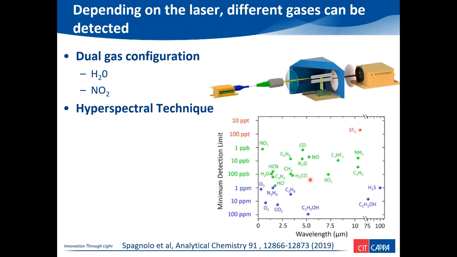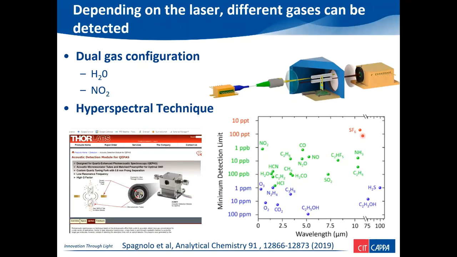This is very much a hyperspectral technique. Depending on which laser you use, you can basically look for any gas in question. The actual hardware of the sensor is identical, or almost identical. There are new techniques being employed where you have two lasers and you're simultaneously looking for two gases by exciting different modes of the tuning fork. Many of the key pollutants can be detected using this technique with very high precision, into the parts per billion in many cases, with this one here for SF6 being one of the records to my knowledge. And indeed, Vincenzo Spagnolo and his lab have a collaboration with Thorlabs, who are seeing these sensors now being sold commercially, and they are now available on the Thorlabs website, which is an interesting development.